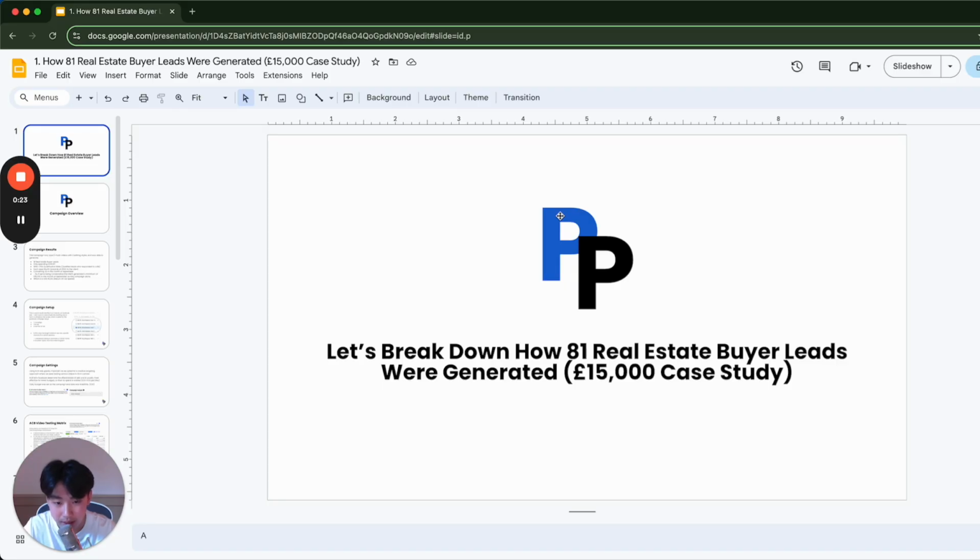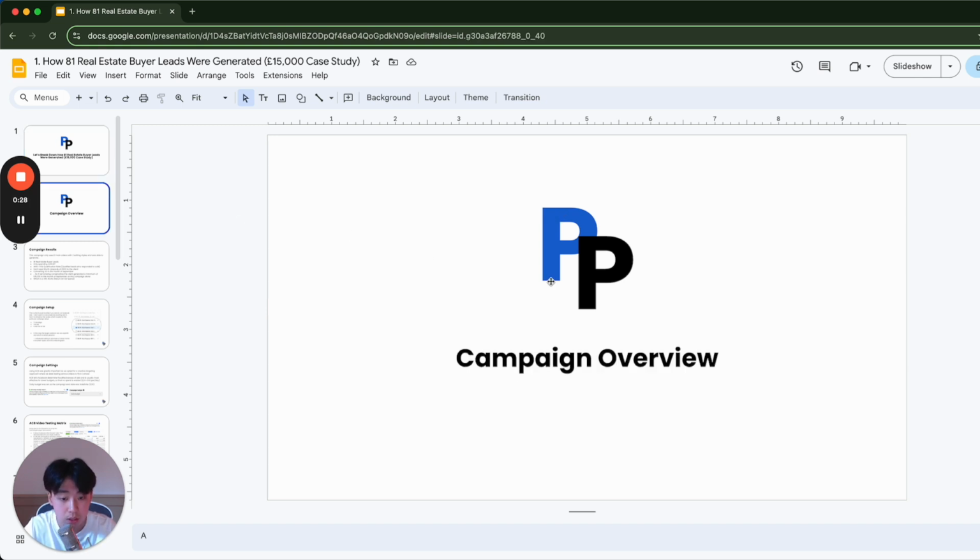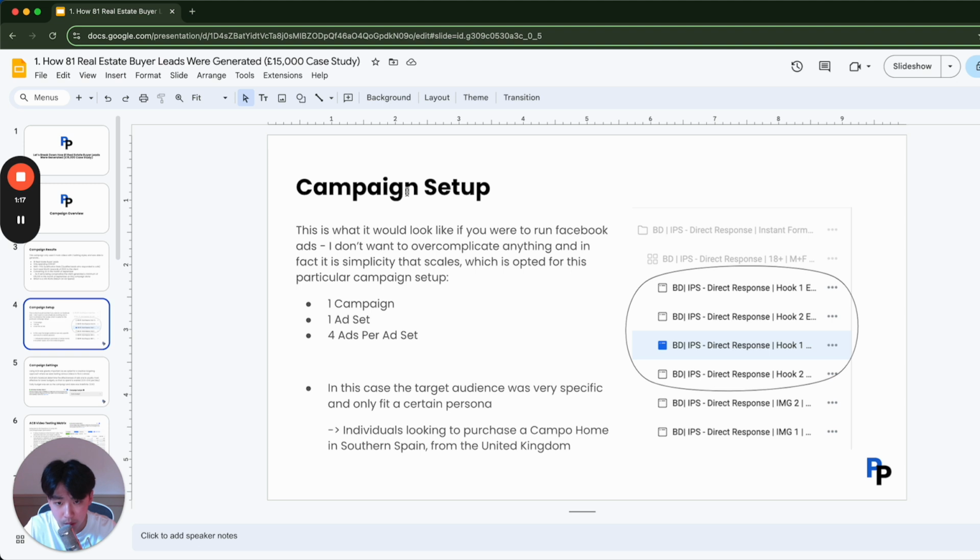Cool, let's break down how 81 real estate buyer leads were generated. So first let's look at the campaign overview. This is what it would look like if you were to run Facebook ads. I don't want to overcomplicate anything, and in fact it's simplicity that scales, which is why we opted for this particular campaign setup. So in this campaign we had one campaign with one audience, which is represented through the ad set, and 4 ads per ad set, which were 2 videos with 2 different editing styles.